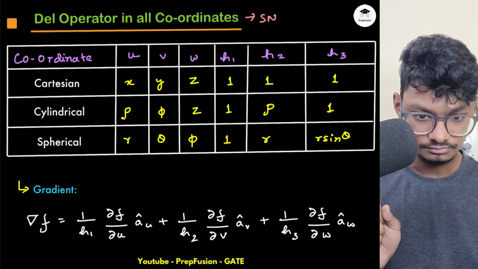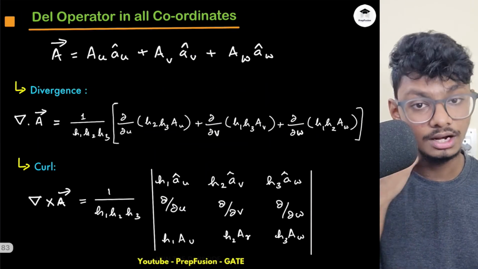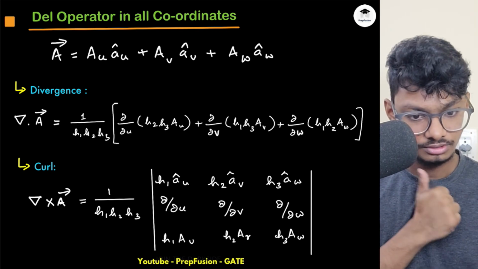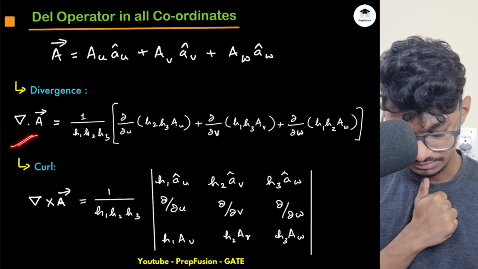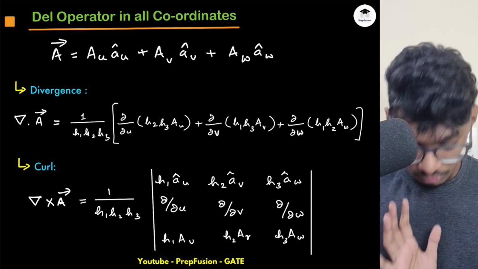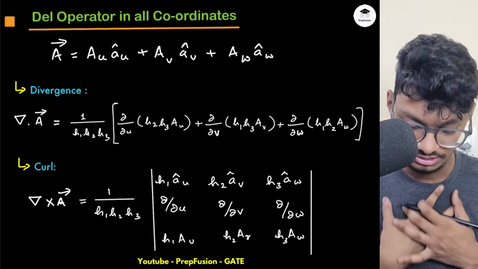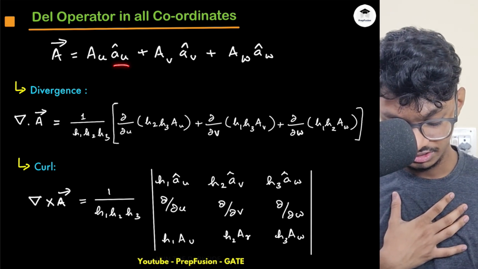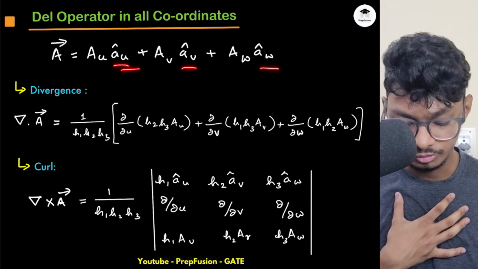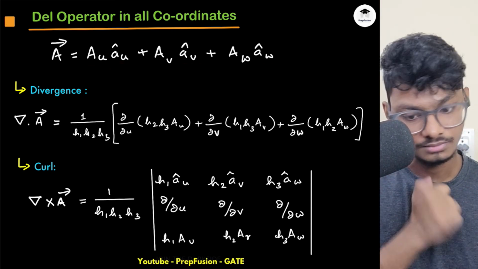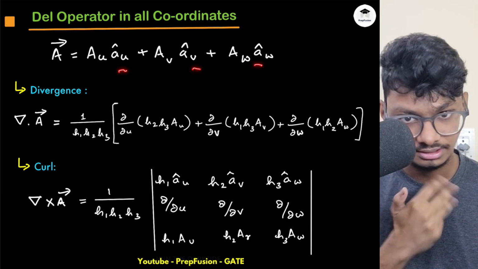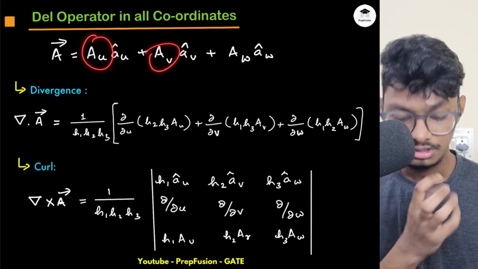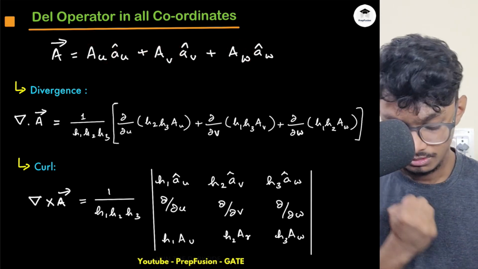What about the divergence? So divergence is basically this. This looks a bit scary, but don't get scared. Trust me, don't get scared. If I have a vector with U component, V component and W component, where U, V, W can be X, Y, Z, or rho, phi, Z, or R, theta, phi. Got it? These are the coefficients of those components.